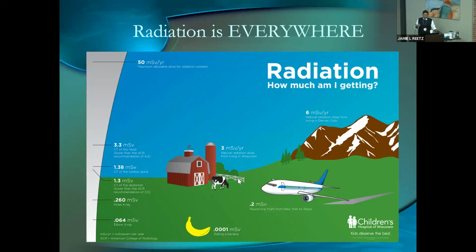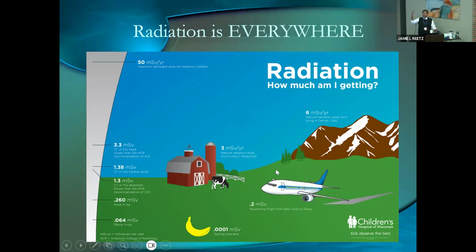This is from the Children's Hospital of Wisconsin. This is the radiation we're exposed to in our daily lives. Just living in Wisconsin is going to give you a baseline radiation dose of about 3 millisieverts a year. Essentially just existing, you're going to be exposed to radiation in all sorts of different forms. People living in Denver, closer to solar radiation, actually get a higher dose of radiation at baseline.